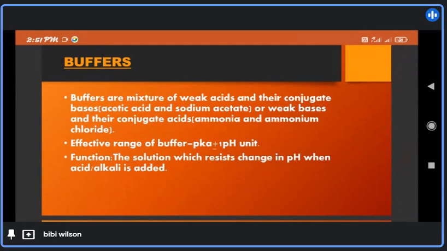Next, the effective range of a buffer is pKa plus or minus 1 pH unit. The function of buffers is that the solution resists change in pH when acid or alkali is added.